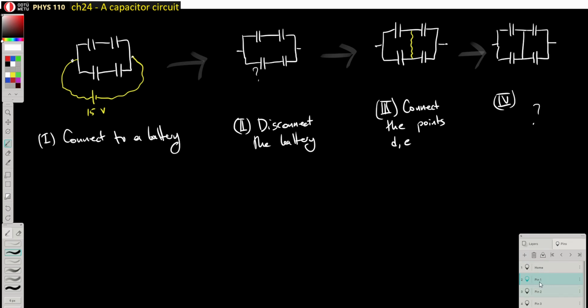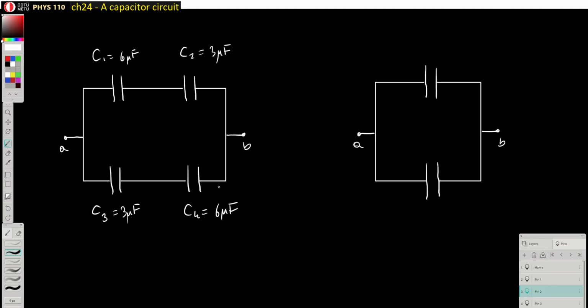Okay, so I'm going to start with the first part in here. So after we connect the battery, charge the capacitors and discharge it. So disconnect the battery. Sorry about that. What happens? Basically, we have a situation in here where the potential difference between the points A and B is equal to 15 volts. So let me use a yellow color in here. So that potential difference is equal to 15 volts.